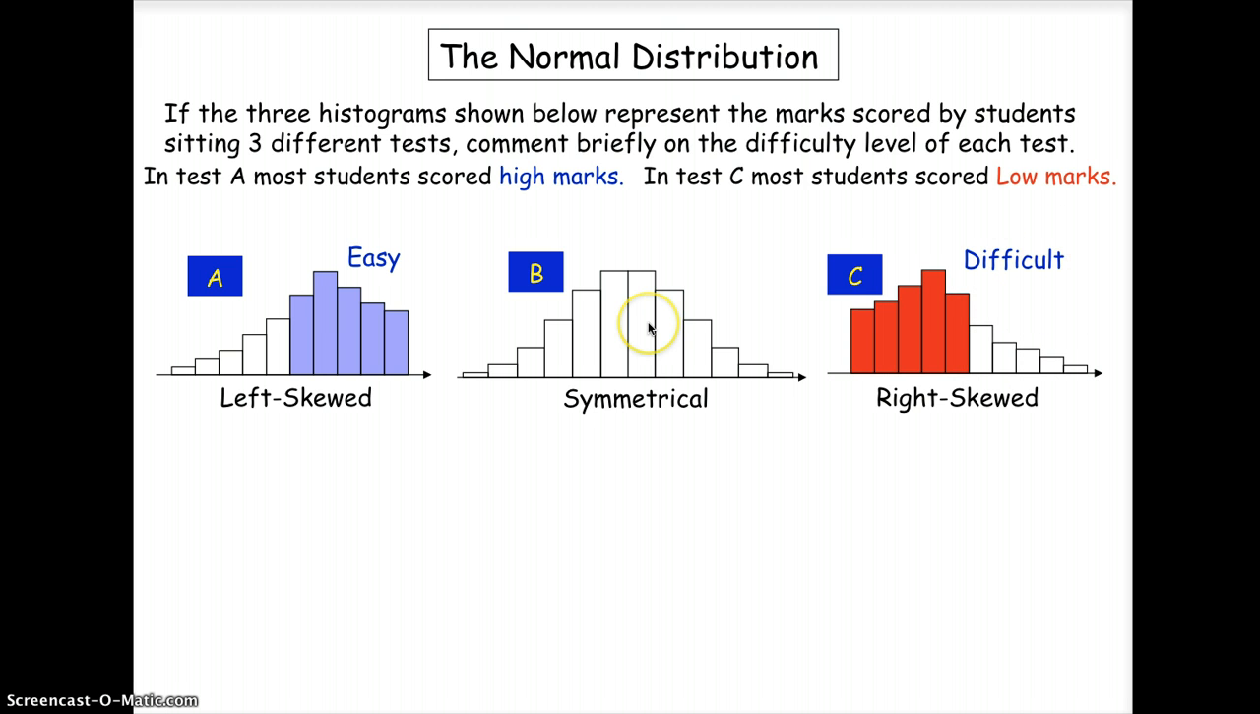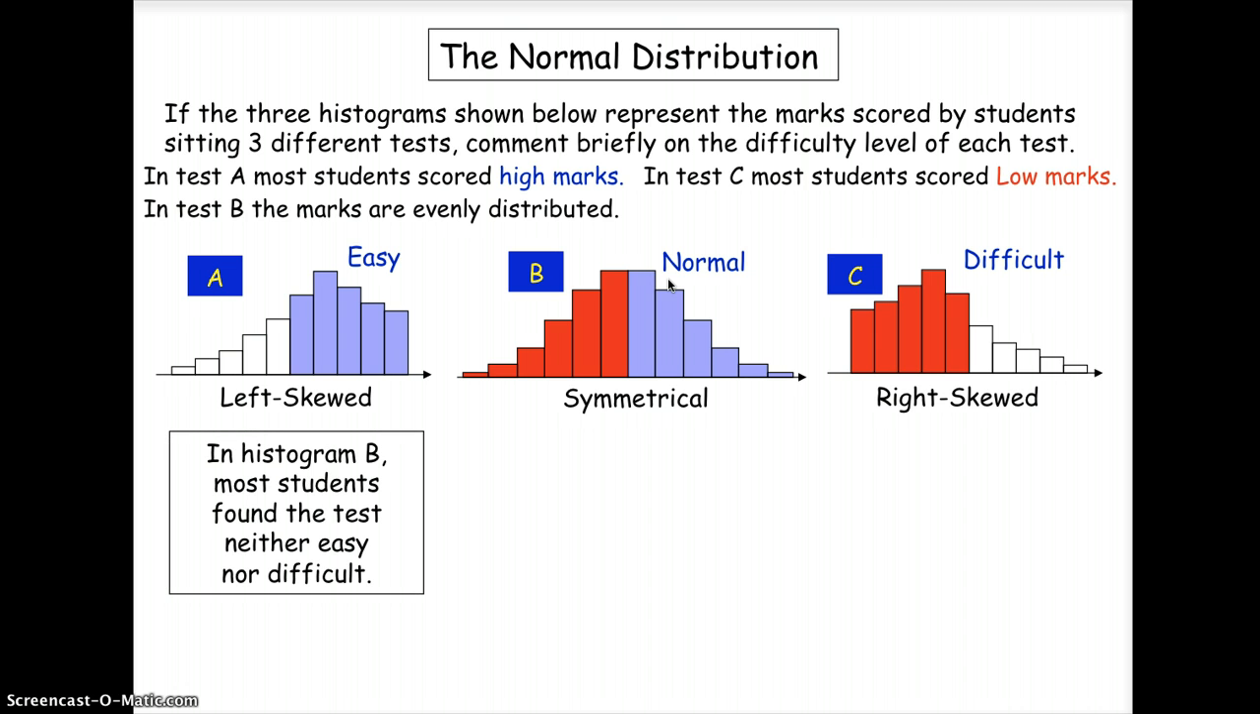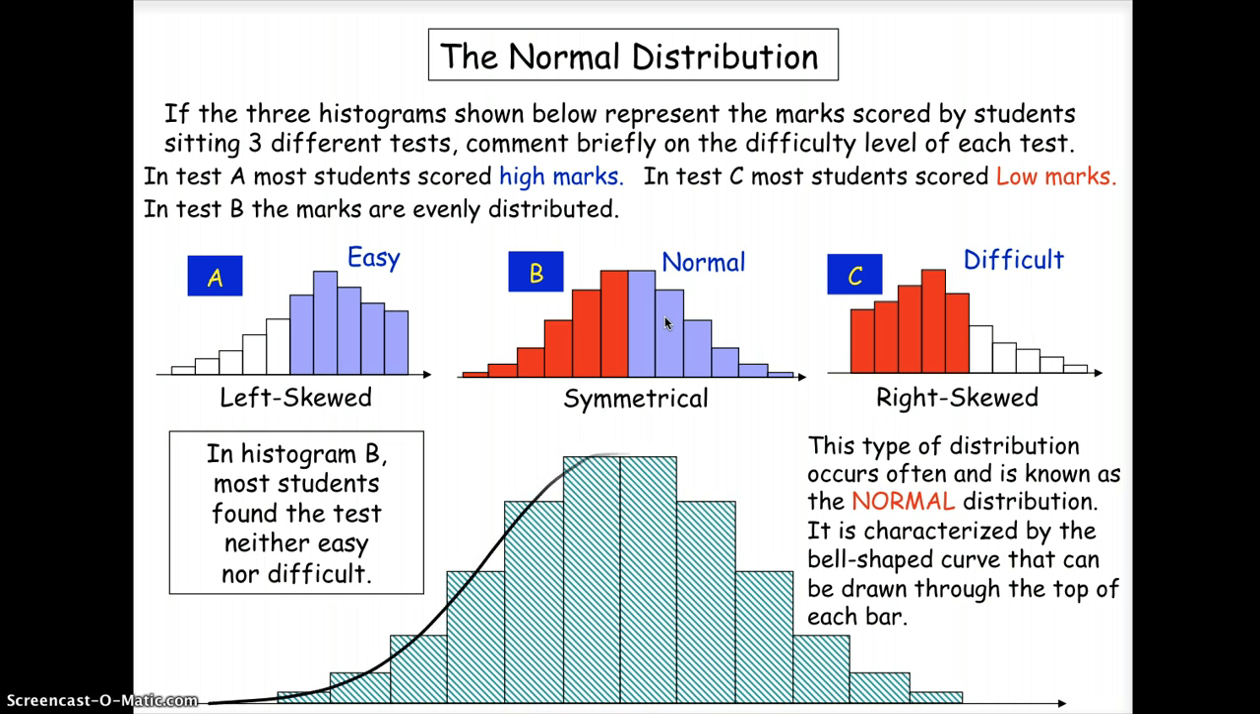Now to B, this is symmetrical. What you see on the left side, the red one, is also what you see on the blue one. So it's evenly distributed, and test B is normal. You can say that in test B, or histogram B, most students found the test neither easy nor difficult. So B is what we call normal distribution, and you can characterize this by making a bell. It's normally characterized by a bell-shaped curve.